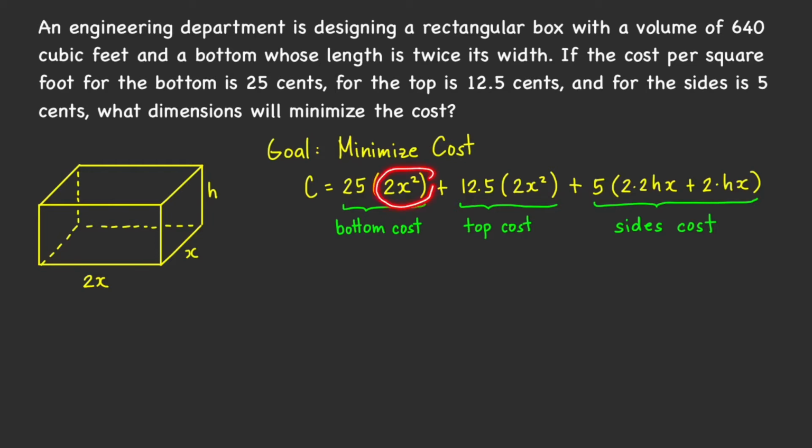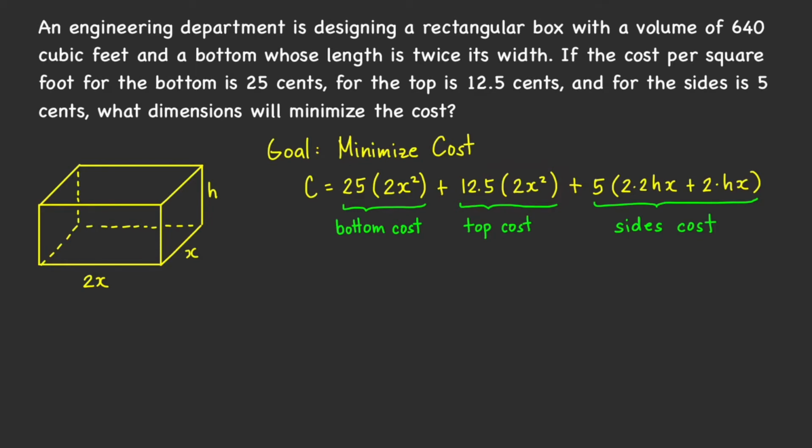The area of the bottom is, of course, 2x times x, so that is equal to 2x squared. And since the cost is 25 cents per square foot, then the cost for the bottom of this box will be 25 times 2x squared. Now, the top also has an area of 2x squared. And since the cost per square foot for the top is 12.5 cents, then the cost for the top of this box will be 12.5 times 2x squared.